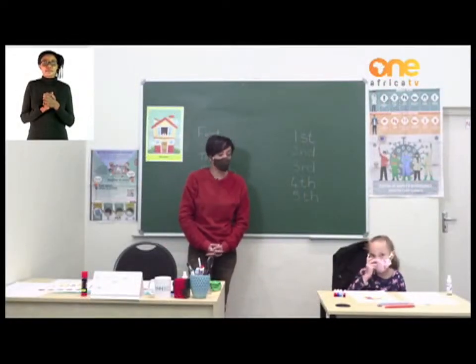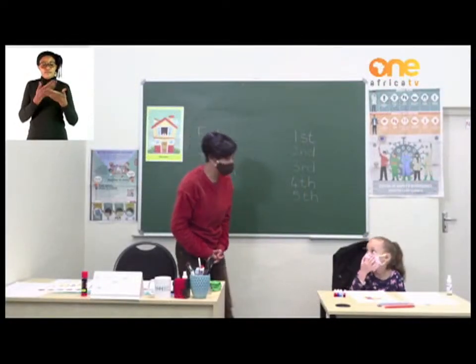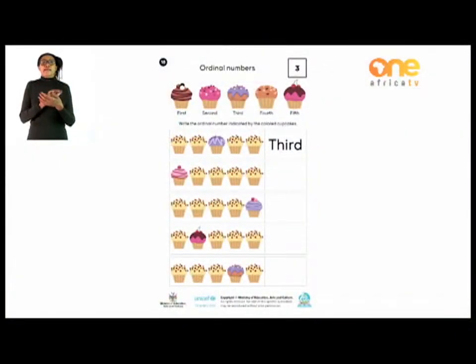Let's go over to page 18. Are we all on page 18? So, we will be busy with ordinal numbers. What is ordinal numbers? Ordinal numbers is the position where something is situated.